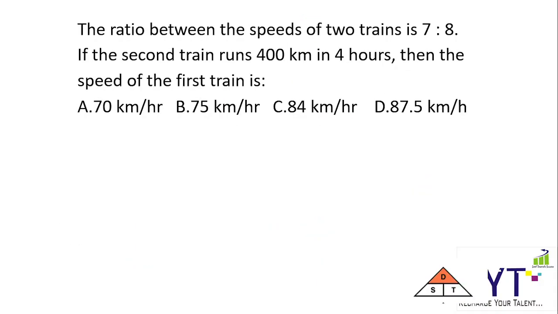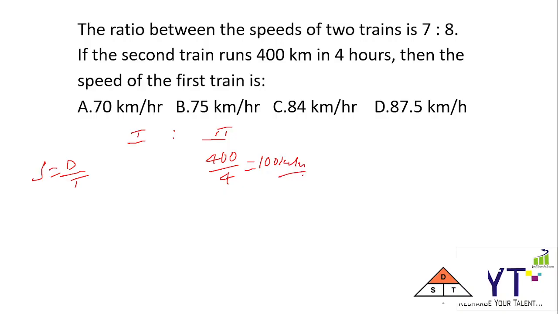Okay. Let's move. The ratio between the speeds of two trains is 7:8. If the second train runs 400 kilometers in 4 hours, okay, they are telling about the second train. So first train is to second train. Second train runs 400 kilometers in 4 hours. So speed they are asking. Speed is equal to distance by time. So for second train it is 400 by 4. So it is 100 kilometer per hour. So this is the second train's speed.